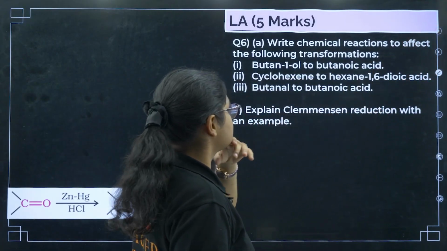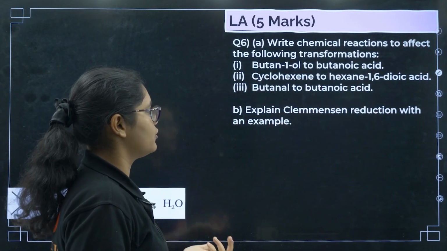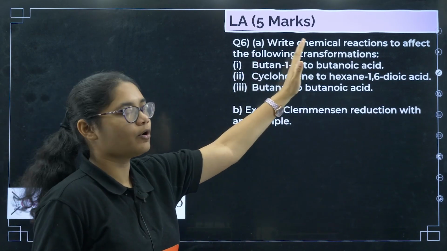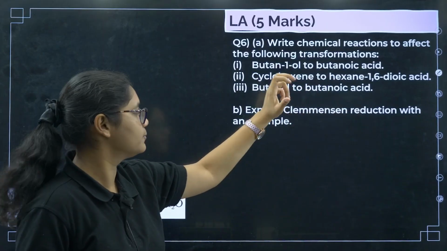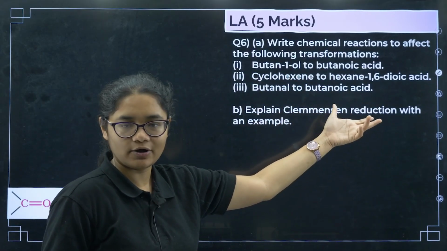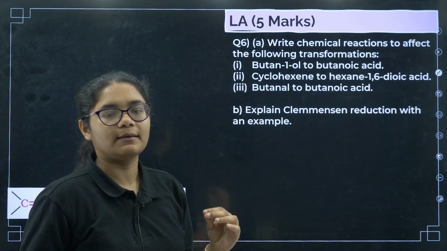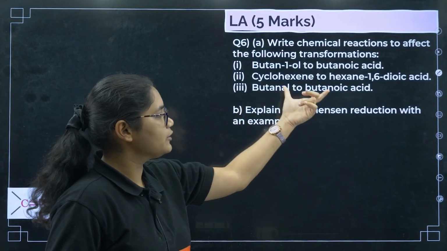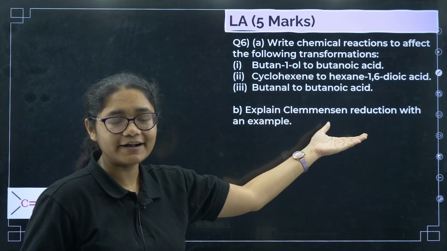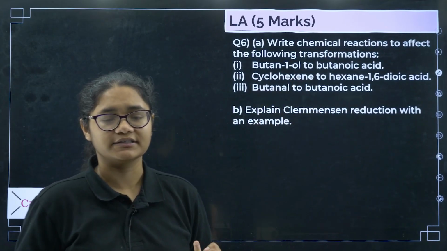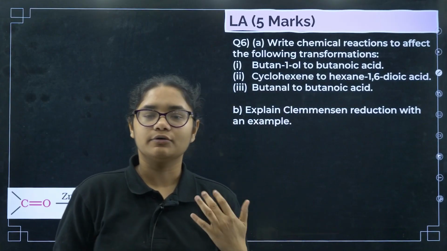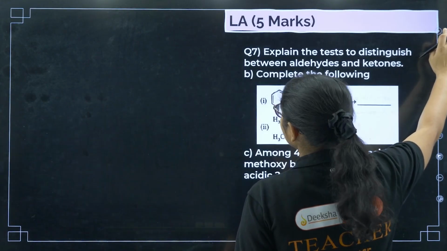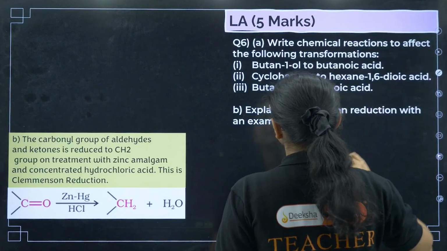Next, question number 6, write the chemical reactions to effect the following transformations: butan-1-ol to butanoic acid. You can see primary alcohol to acid, so it is alkaline KMnO4. Cyclohexene to hexane-1,6-dioic acid, so this also alkaline KMnO4 can break the double bond and give you dioic acid. Butanal to butanoic acid, aldehyde to acid, that can happen with Tollens reagent, or you can use Fehling's reagent. Let's take Tollens reagent. Let me write down the answers here.